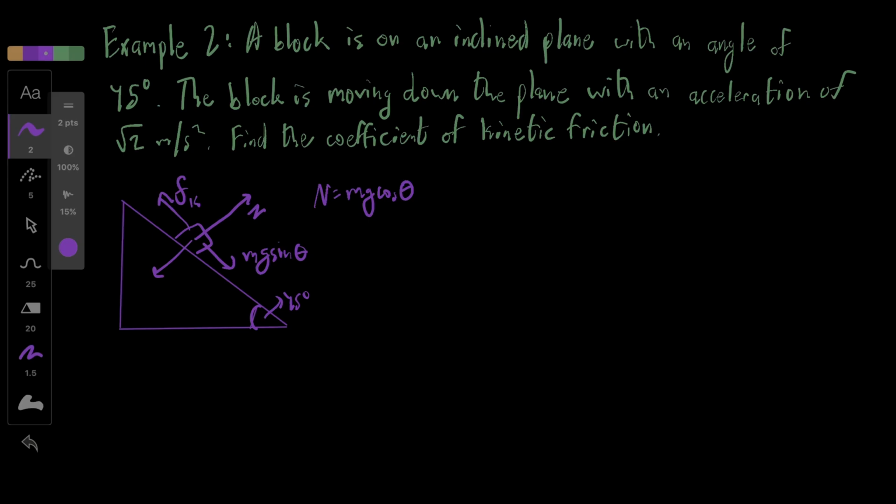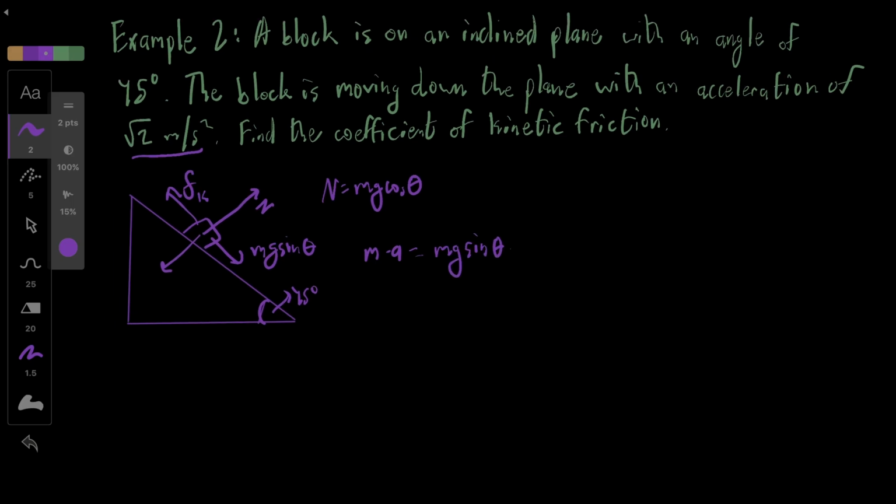And since we know that this block is moving down the plane, then we can say that the net force, or our mass times our acceleration, which is going to be the one given in the problem over here, is going to be equal to, first, mg sine theta minus mu k, or our coefficient of kinetic friction, times mg cosine theta. So, now again, we'll assume g to be 10 meters per second squared for the purposes of this problem.